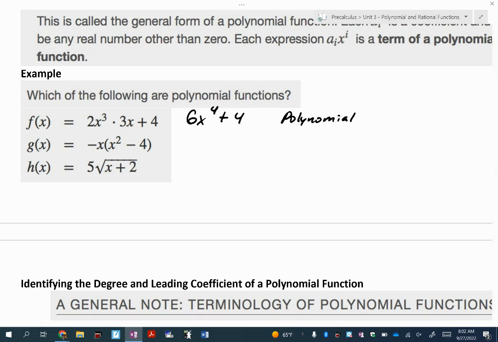For this next one, if I distribute the negative x, I get negative x cubed plus 4x, which is also a polynomial function. And then finally, this 5 times the square root of x plus 2 is not a polynomial function. It's called a radical or square root function.